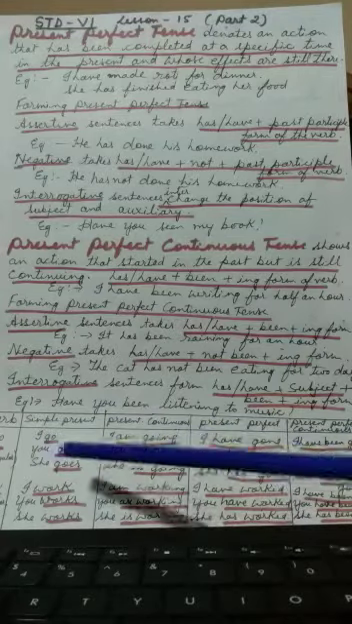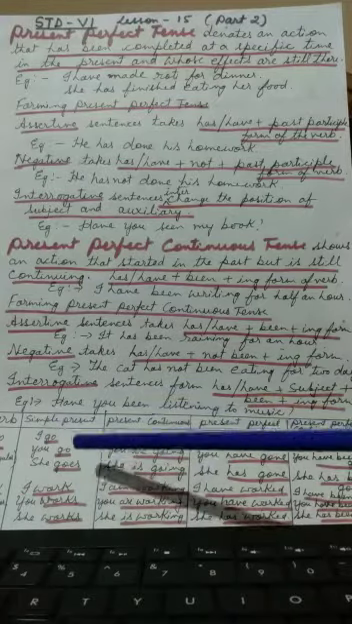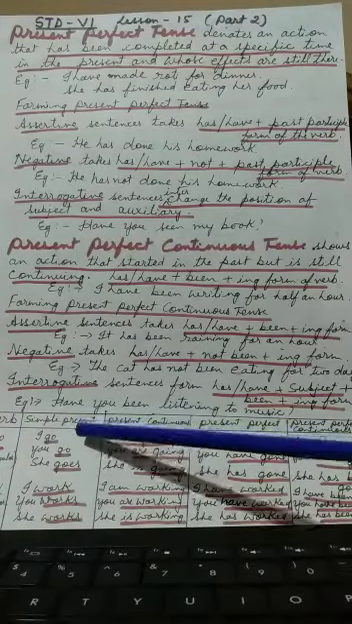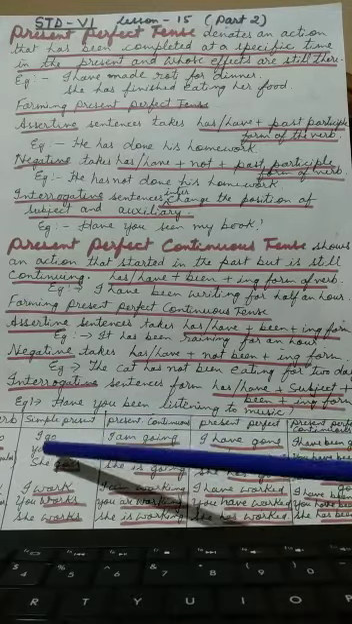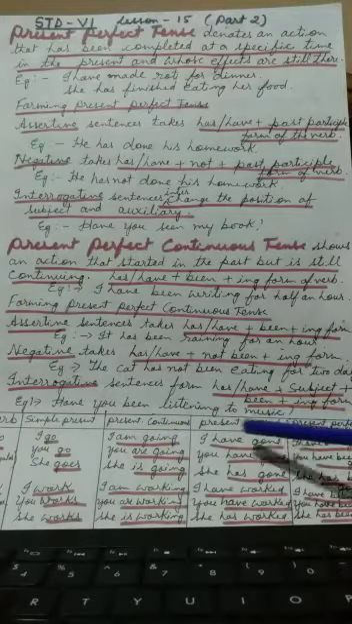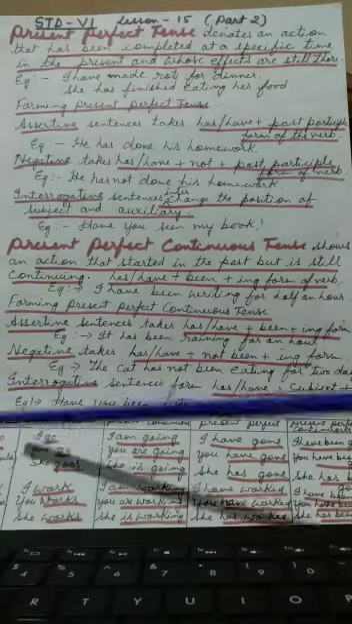Now see, here is a chart. You can just have a look at this, and at a glance you can understand all the different kinds of tense. Suppose this verb is go. Now simple present tense, how will it be written? I go, you go, she goes. In present continuous tense, I am going, you are going, she is going. In present perfect tense, I have gone, you have gone, she has gone. Similarly, in present perfect continuous tense, I have been going, you have been going, she has been going.